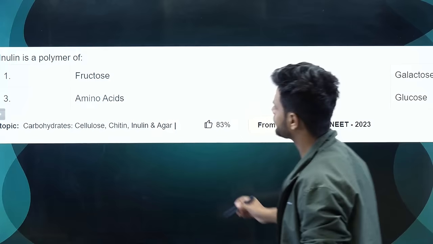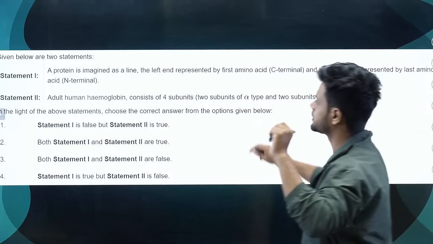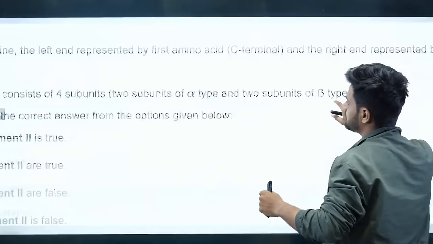Inulin is a polymer of fructose. I told you already, inulin is a polymer of fructose. Given below are two statements. We have two statements here. Let me zoom in for you. What is the first statement? The first statement is very simple.